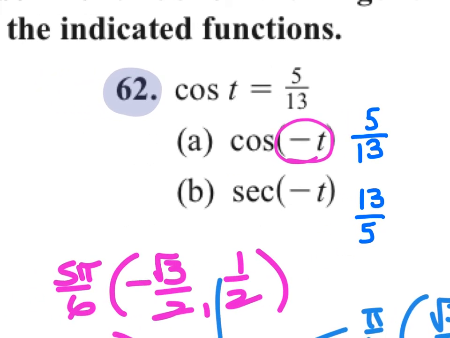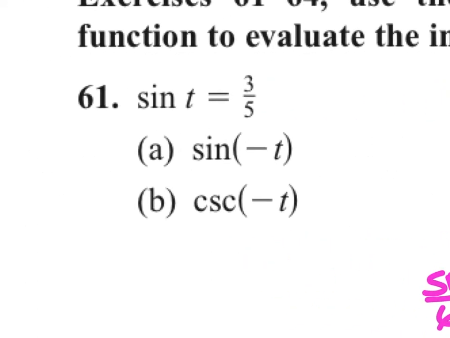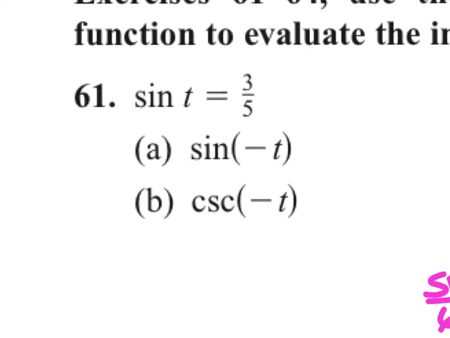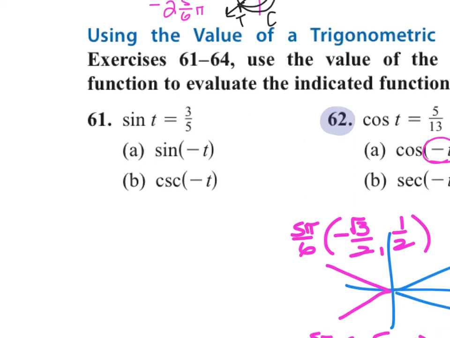Does that make sense? So cosine and secant. Cosine and secant, right? But if you look at 61, now it's sine, right? Yeah. So sine of t is positive, sine of negative t would be negative. -3. Yep, exactly.